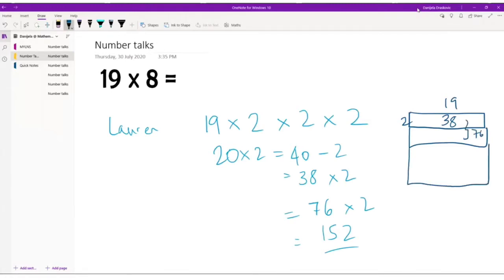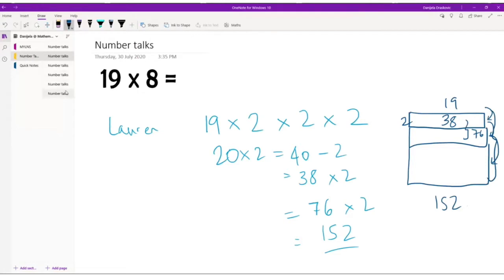So I've doubled 19 to get to 38. I've doubled 38 to get to 76, and I've doubled 76 to get to that full area here, which is 152. Sorry, a bit messy, but hopefully that makes sense visually. I would probably do it in an array for the double, double, double. All right, thank you.